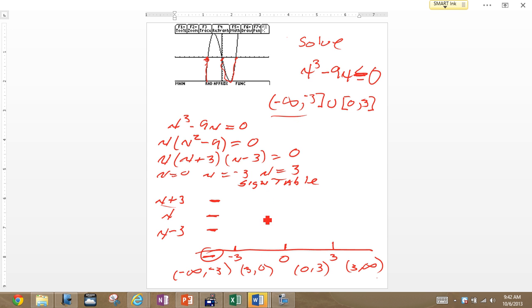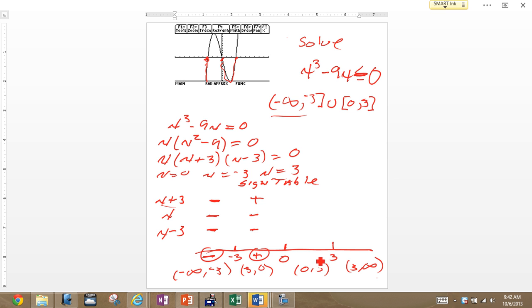Let's go into the next region. A sample number between negative 3 and 0: negative 2. Negative 2 plus 3 will turn positive. Negative 2 for x is certainly negative. Negative 2 minus 3 will be negative. The product of two negatives and a positive is a positive. So that region is not going to answer this question. It will answer the question of when it is greater than 0.